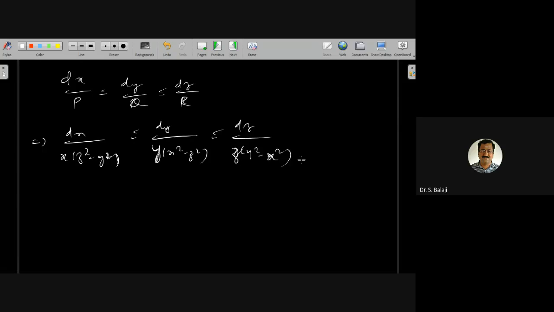You have to choose two sets of numbers, which may be variables: l, m, n and l dash, m dash, n dash, such that lP plus mQ plus nR equal to 0. It may be a variable or a number, that is your choice only, but you have to choose like that.